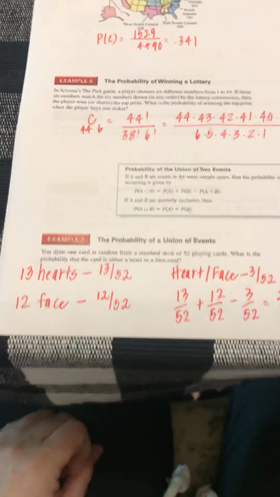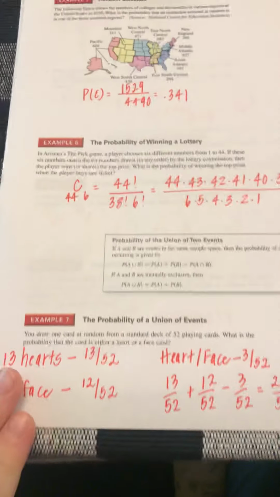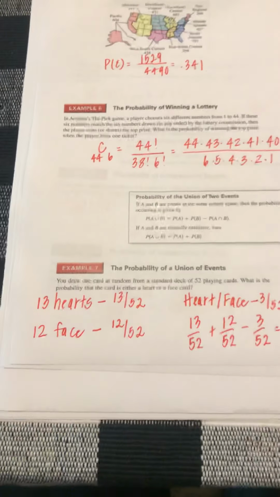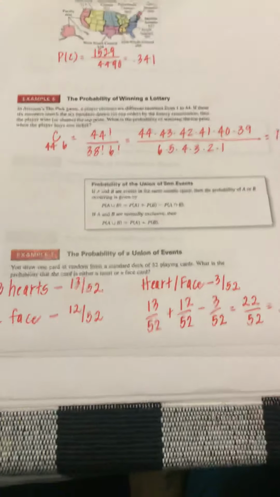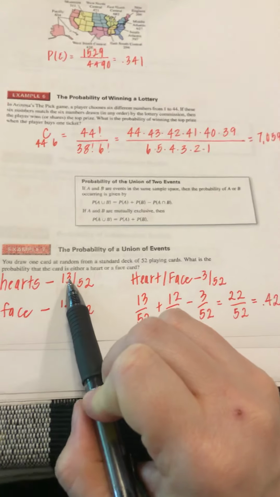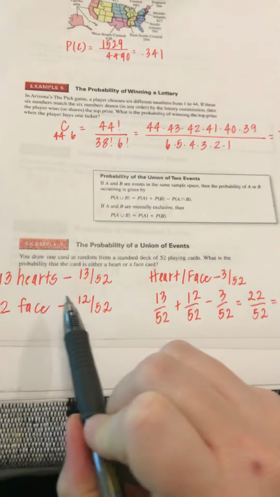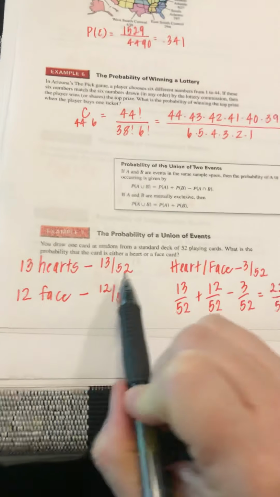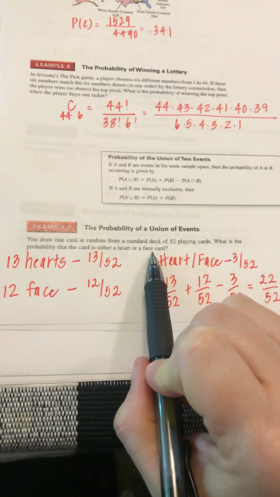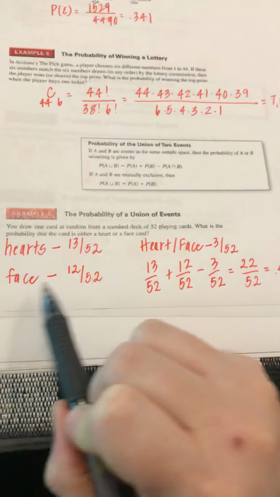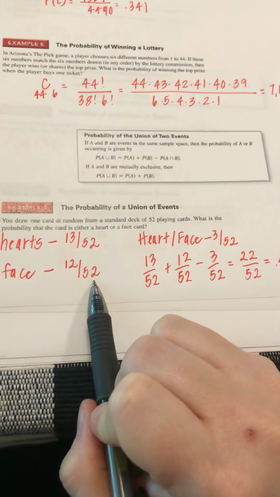Example 7, you draw 1 card at random from a standard deck of 52 playing cards. What is the probability that the card is either a heart or a face card? Okay, 4 suits in a deck. So 13 hearts, 13 clubs, 13 spades, 13 diamonds. So I want to draw a heart. So I have 13 out of the 52 are hearts. Face card, there's a king, queen, and jack in every suit. There are 4 suits. So that makes 12 face cards.